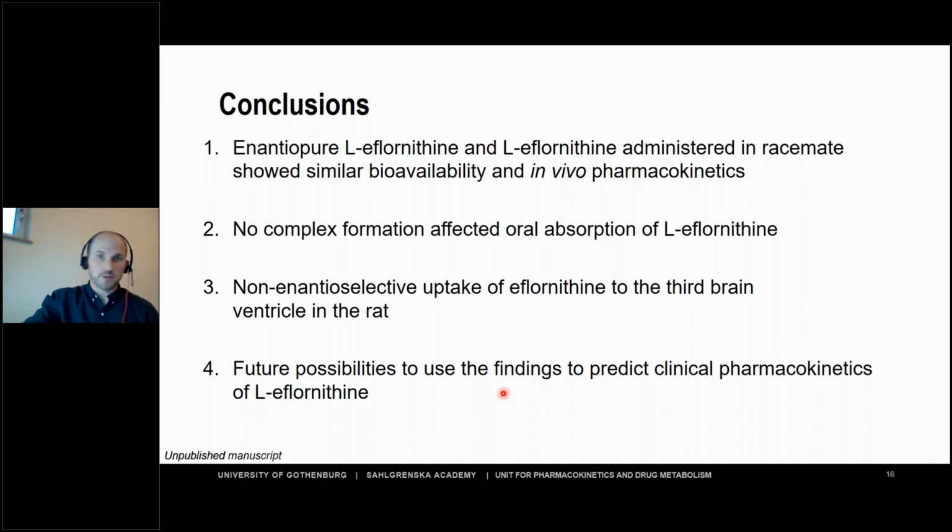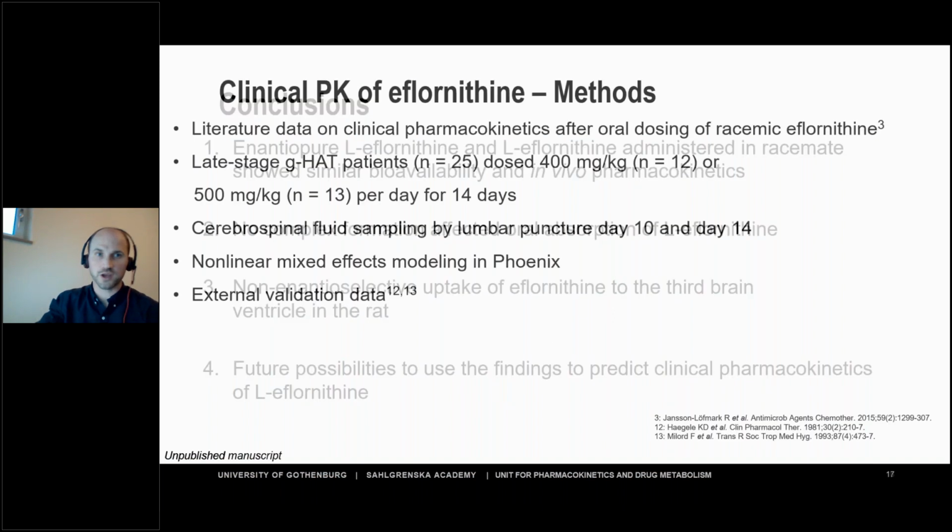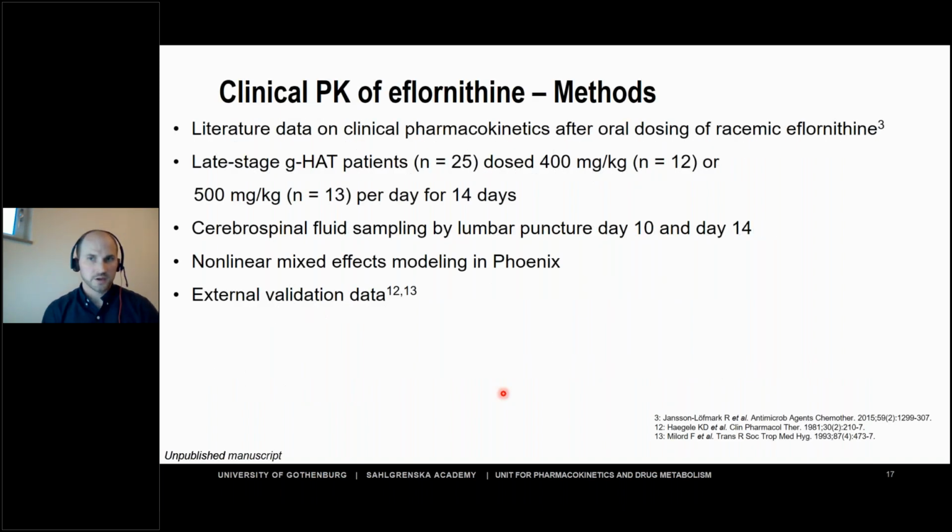So to use these three parts moving forward, we then move to the clinical pharmacokinetic modeling. And here we have data from the clinical study with oral racemic eflornithine. In this study, we have 25 patients, and they were stratified in two groups, where one group was dosed 400 mg per kg per day, and the other 500 mg per kg per day, during 2 weeks.